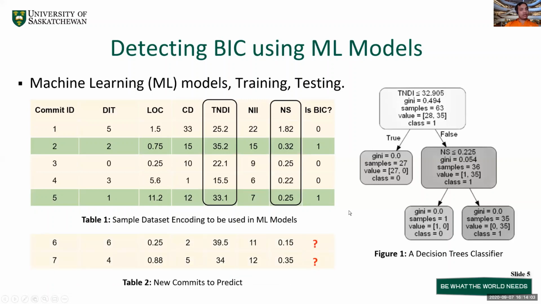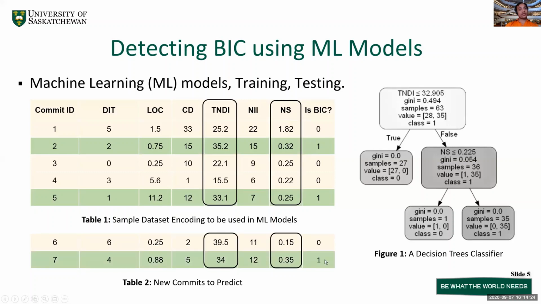So now, if a new data instance is available, then based on these two values, NS, the number of setters, and TNDI, the total number of directories, it will determine that the first new commit is not bug-inducing and the second one is bug-inducing.